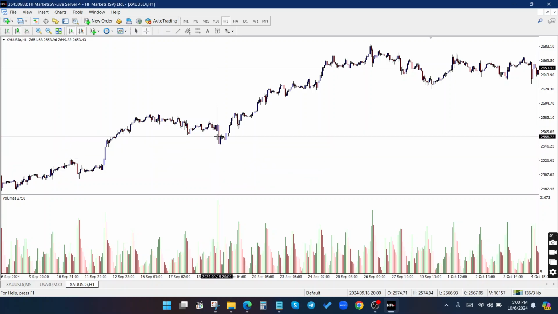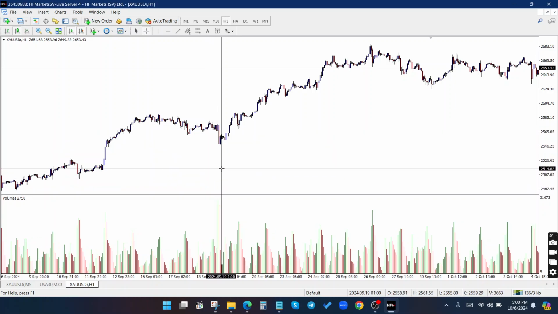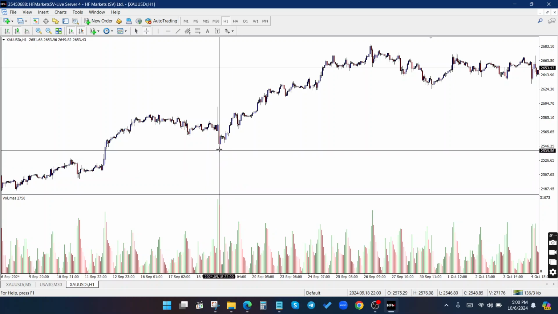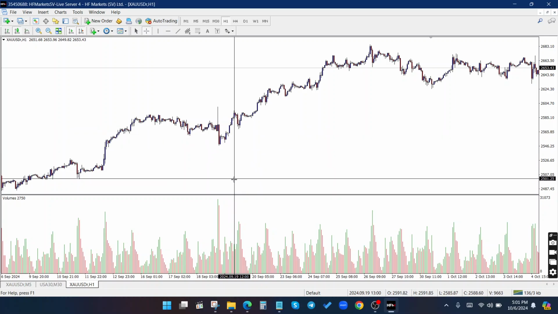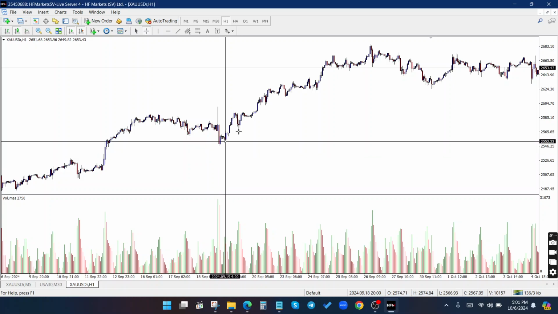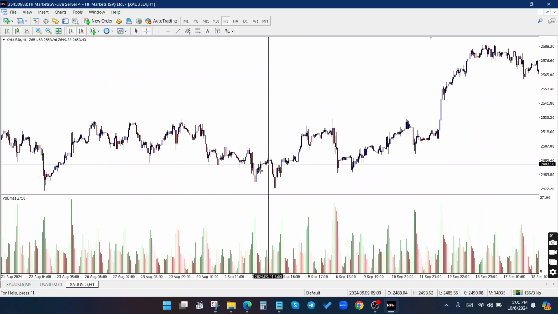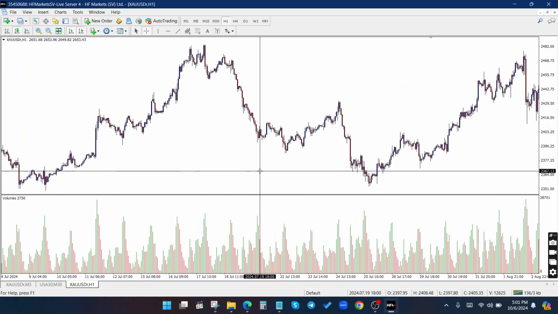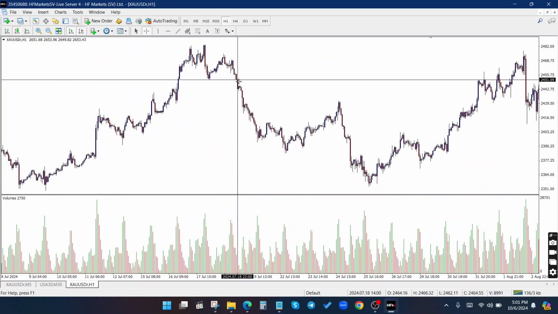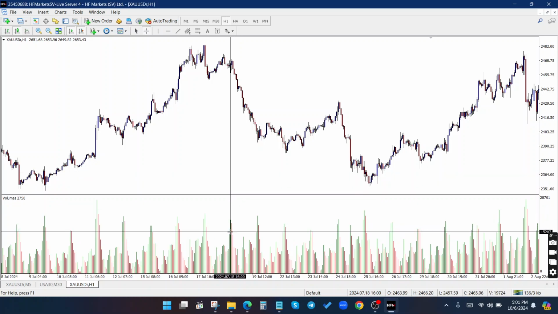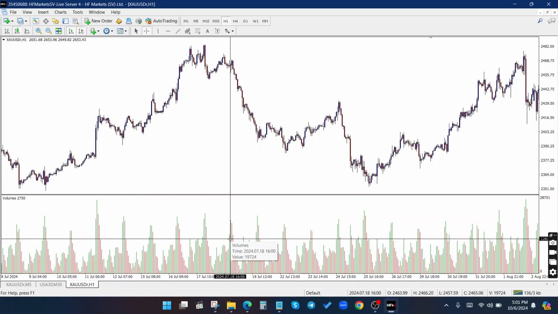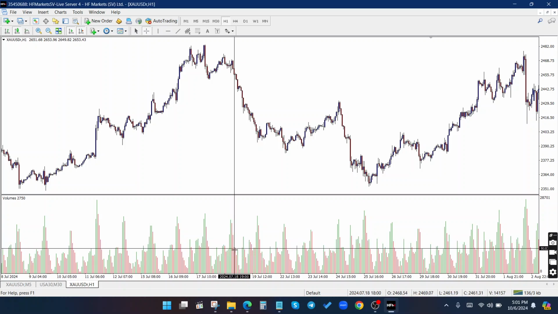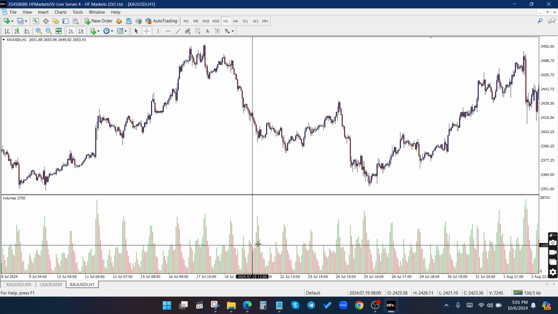But we can see that an increase in volume while price is going up usually confirms the strength of that bullish move. On the other hand, if we had a bearish move and we see an increase in volume, that indicates a strong bearish move.